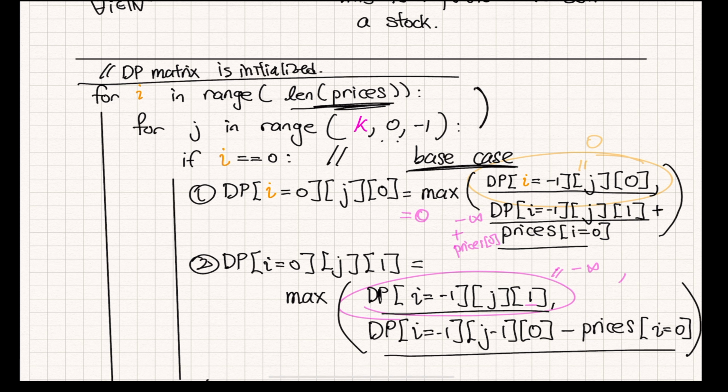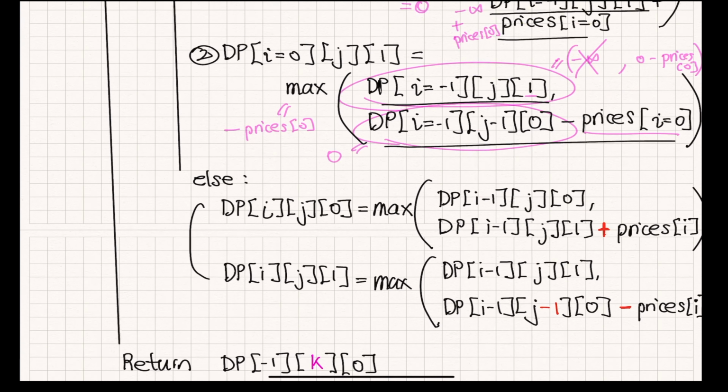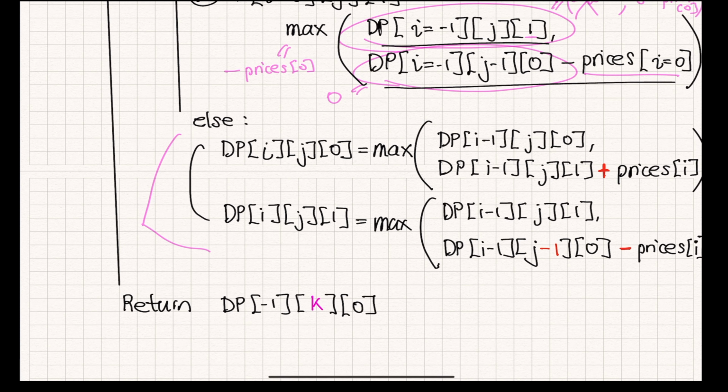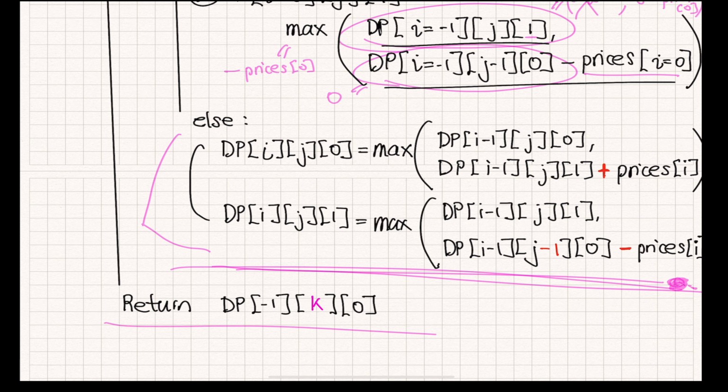And then we have this guy. That one is 0, and we have a minus. So we have a 0 minus price of 0. So you take the maximum of these two, then we get negative price. So this one will be negative price of 0, something like that. And then this guy, you just run a typical DP matrix. We fill out the DP matrix, and we return this guy.